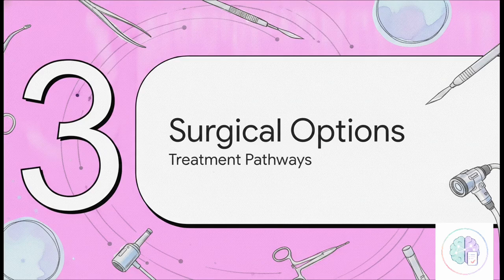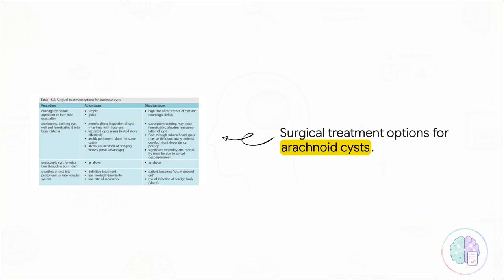Let's say symptoms do pop up, or that 6-month scan shows some scary growth. We need to look at our surgical arsenal. We have a few very distinct surgical pathways we can take, and we need to weigh them carefully. Let's break down the major pros and cons point by point so you have this totally locked in.